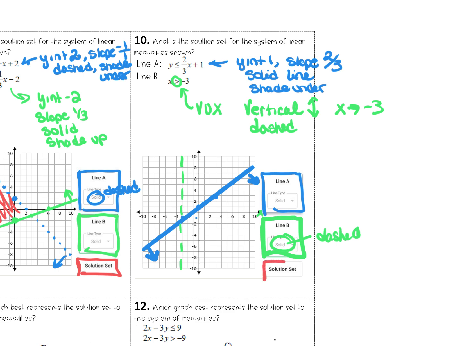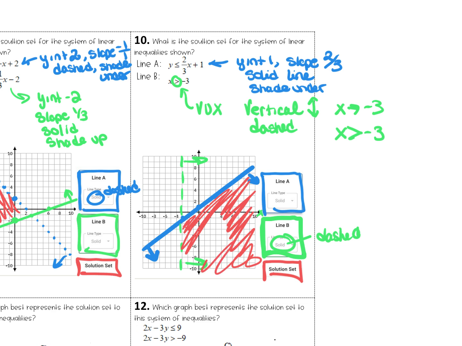And then finally, I'm going to click Solution Set. The dashed line said that x was greater than -3. The x's get bigger this way. So if you think about where the two shading would overlap, it would be everywhere in here. So you hit Solution Set, and then you're going to click right here to make the shading show up in the proper spot.